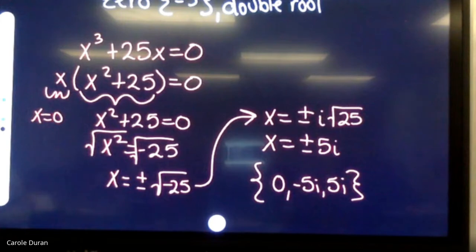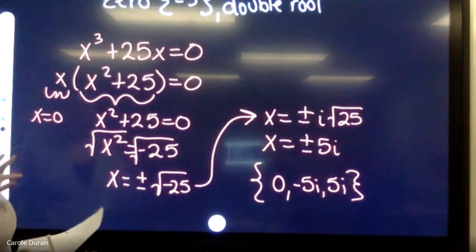So I posed a question to you at the beginning of this problem, and I asked, do we know the types of zeros that we're going to get? What was our answer? No. So what if there was a way to kind of figure it out? There is, and it is called Descartes' rule of signs.